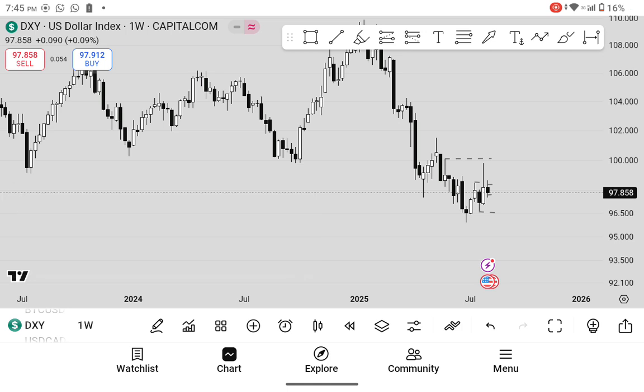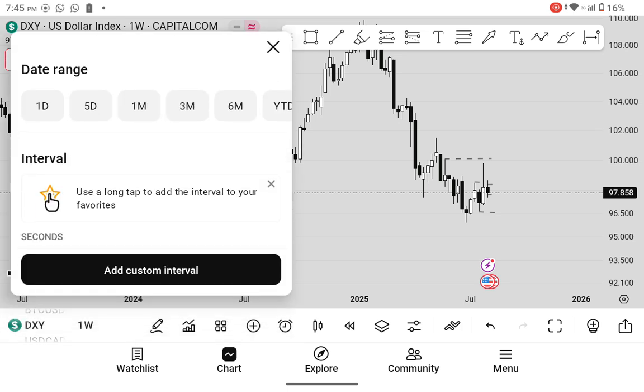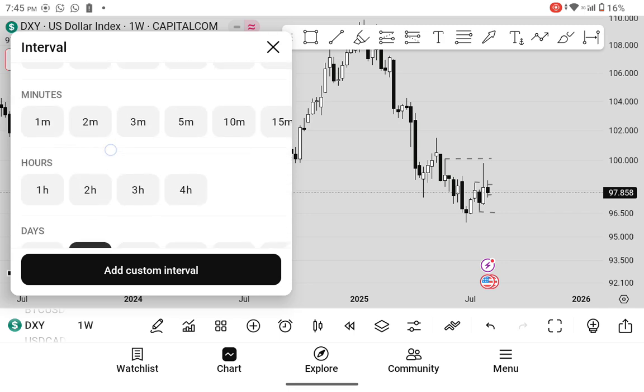So today we'll be doing our market focusing on DXY, GU, and some other currency pairs. So let's get down to business.